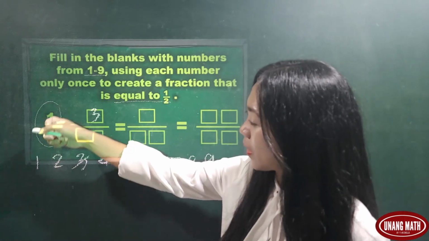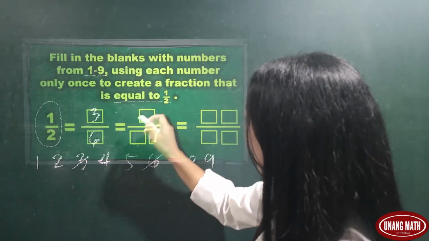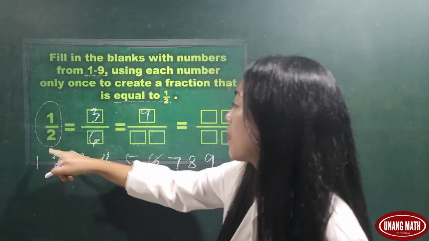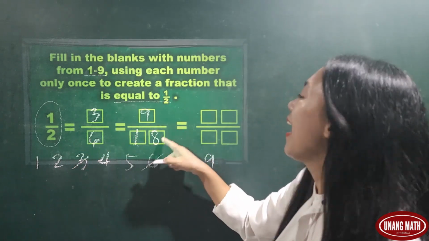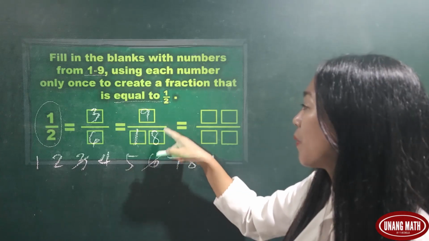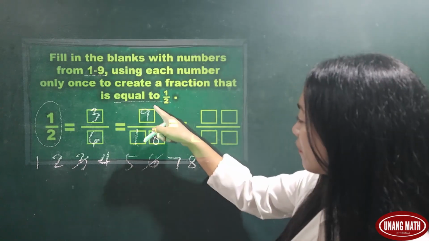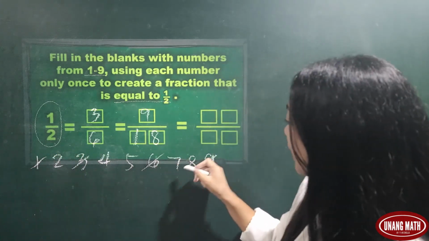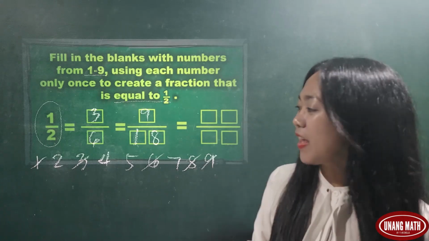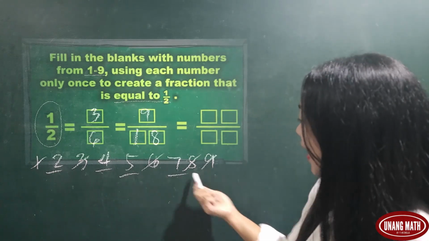I-multiply ko ang numerator at denominator sa 9. Okay, 1 times ang 9, 9. 2 times ang 9, 18. Okay, by the way, it's 9 dahil ang ating denominator sa pangalawang fraction ay 2 digits. So, we have 9 over 18. So, 9 nagamit na 1 and 8. So, ang mga naiiwang numbers ay 2, 4, 5, at 7.